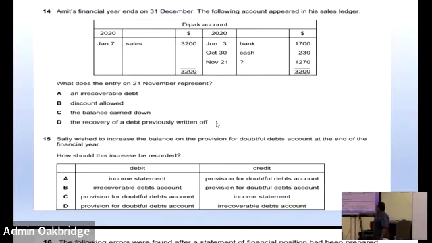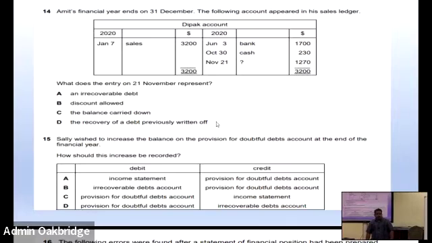This one is your Amit sales. Sold goods to who? Sold goods to Deepak. Bank means Deepak paid. Correct? 1,700 cash means he also paid 230. Correct or not? Can this be irrecoverable debt?